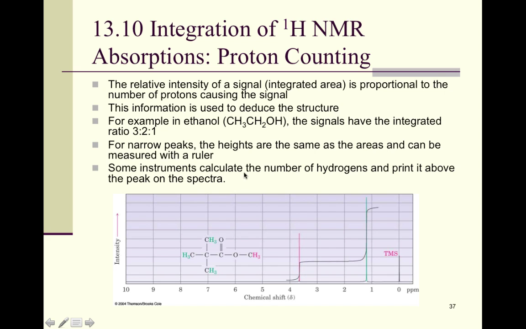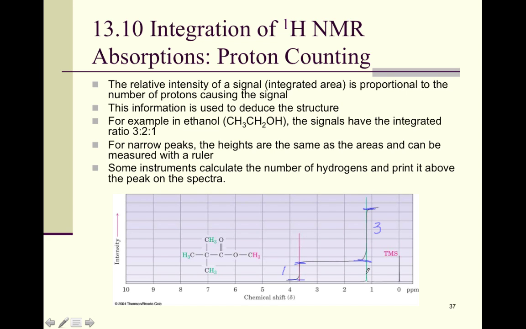Some instruments calculate the number of hydrogens and print it above the peak on the spectra, so you won't get this integration at all. Let's take a look at the integration and how it relates to the structure that it has. All right, if we take a look at this integration line here to here versus the integration line from here to here, if we had a ruler we could be more exact, but I want you to notice that this is about 1/3 of the height of this one.